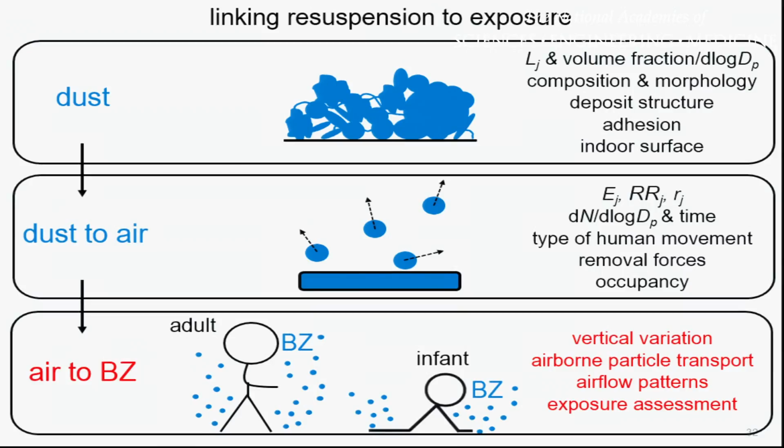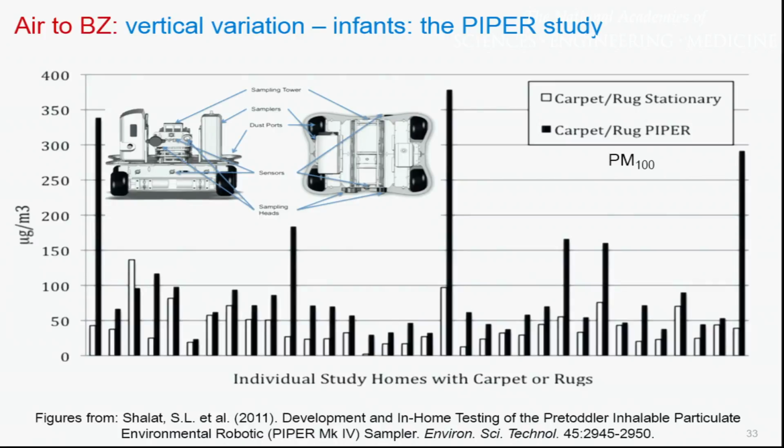And lastly, I'm running out of time, is the air to breathing zone. So not just looking at the resuspension, but the transport to the breathing zone. One thing, as Lynn pointed out, is the source proximity effect. I think this is very much relevant for resuspension. This was shown with the PIPER, the pre-toddler inhalable particulate environmental robotic sampler, where they sampled near the floor and showed that the concentrations of particles expressed as a mass concentration are much greater near the floor than they are at some stationary monitoring site, which is typically used in indoor field measurements.